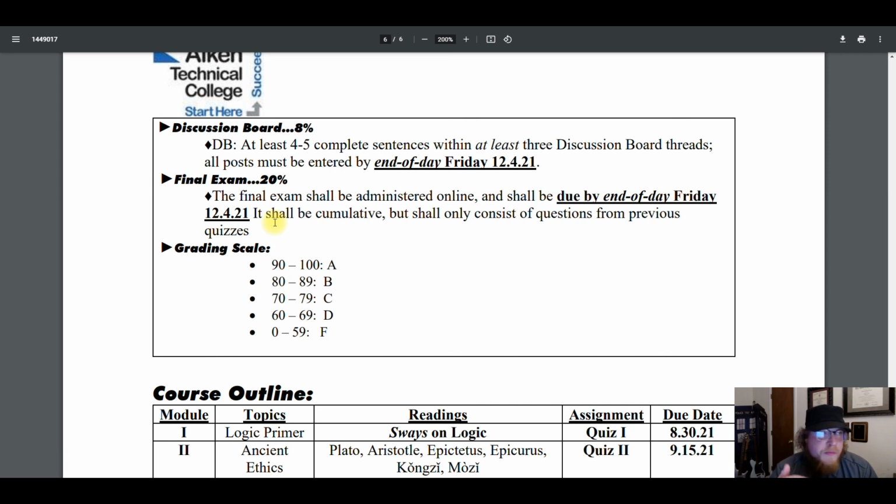And what it is, it's just a greatest hits of all the questions from the previous 6 quizzes. So there's nothing new on there. So when you get your feedback back from the quizzes, that's your study guide for the final exam. So again, it is cumulative per se, but there's nothing new on there. It's only repeat stuff from earlier quizzes. So you'll need to get that in by December 4th, and that's the final assignment.